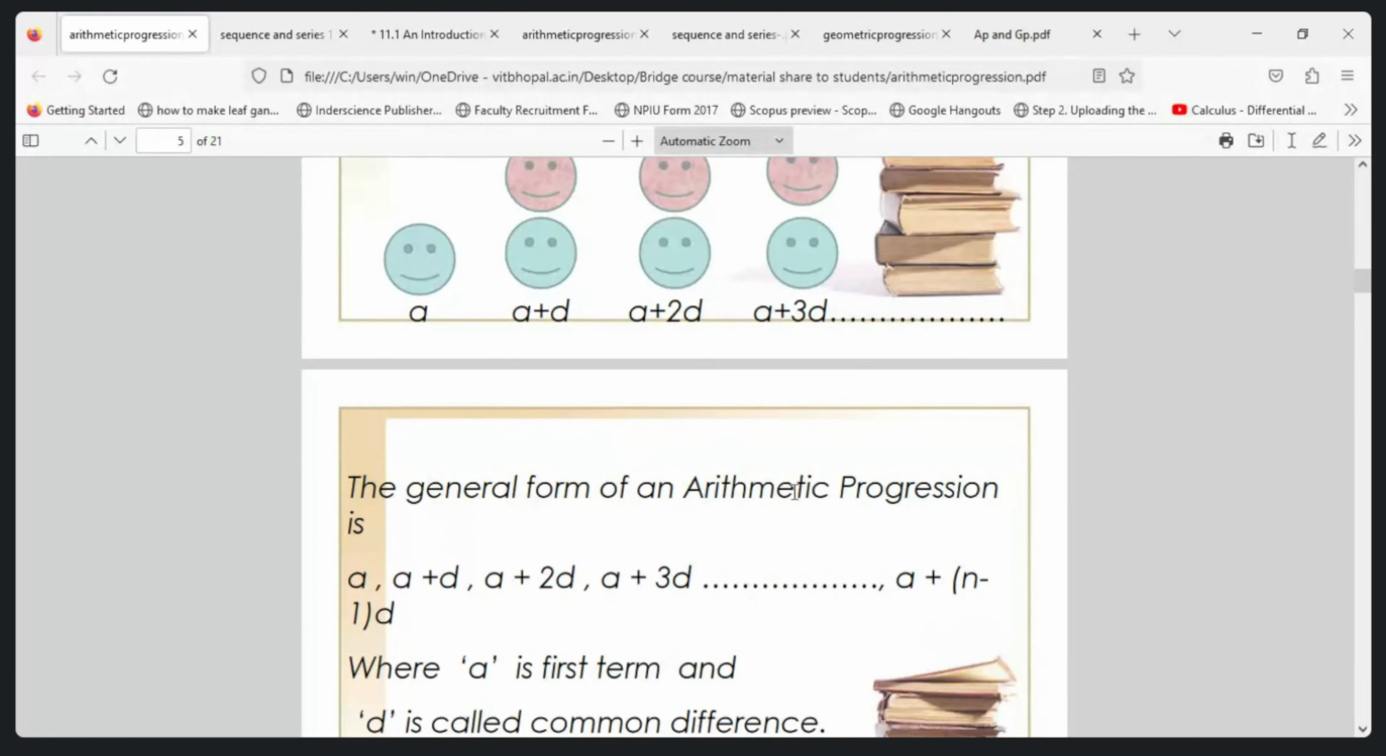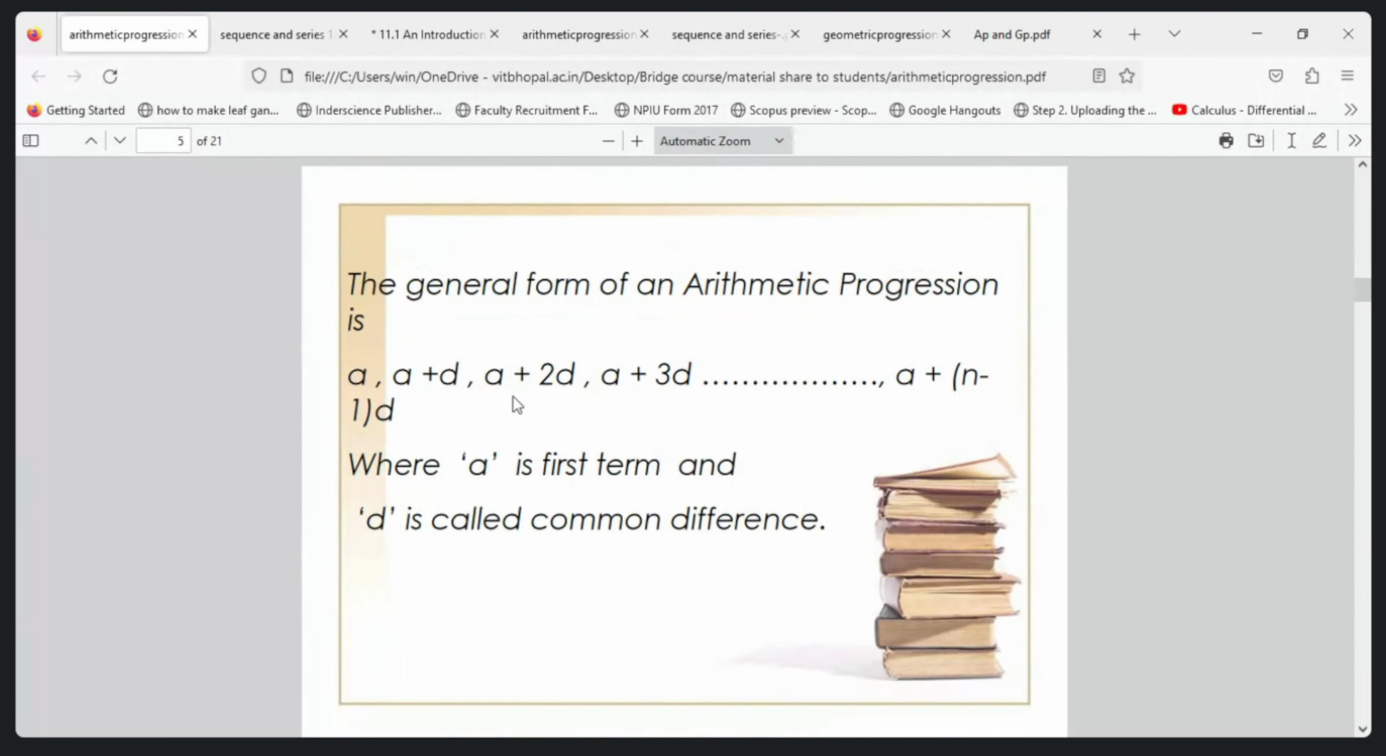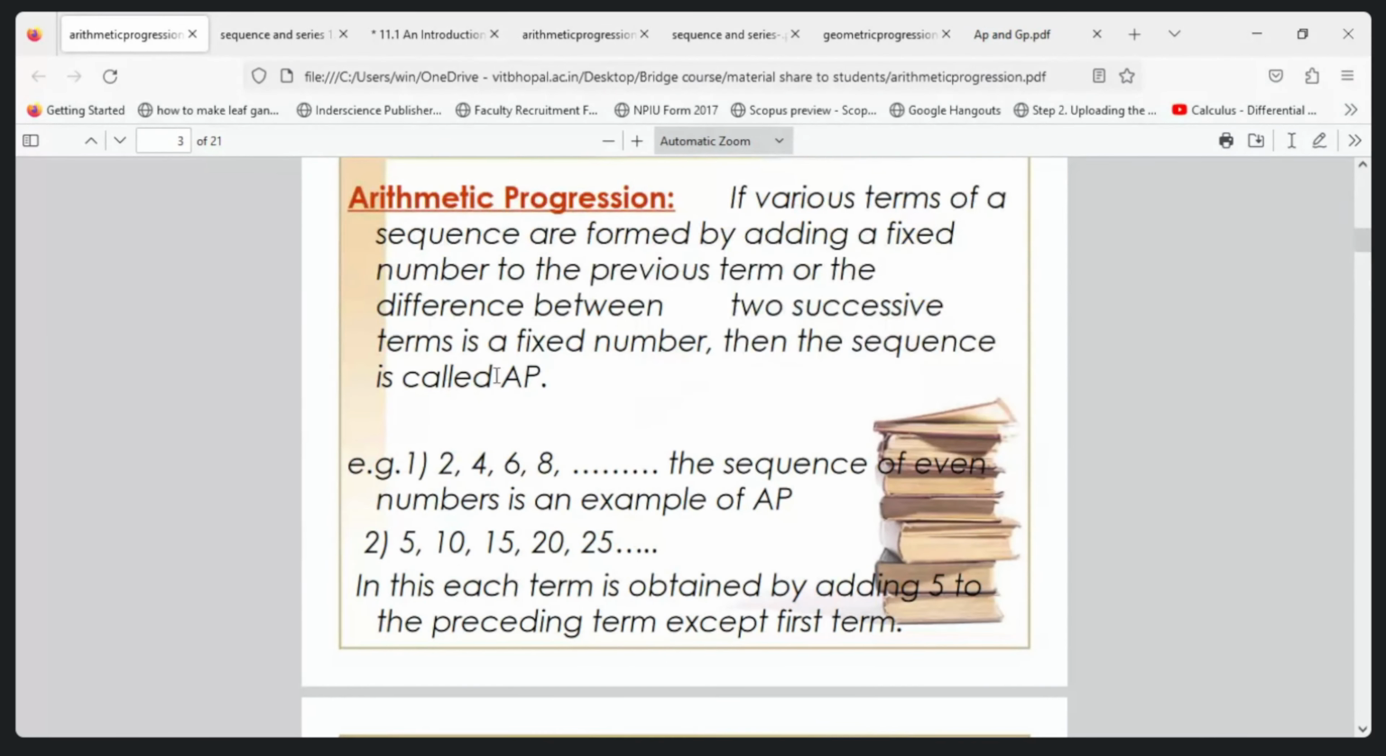The general form of the arithmetic progression is a, a plus d, a plus 2d, a plus 3d, up to a plus (n minus 1) into d. a is the first term of the series and d is called the common difference. Why is d called the common difference? Because from the starting to the last term, d is a common difference. In this question, the difference between 4 and 2 is 2. The difference between 6 and 4 is 2. The difference between 8 and 6 is 2. So the common difference is 2 here.